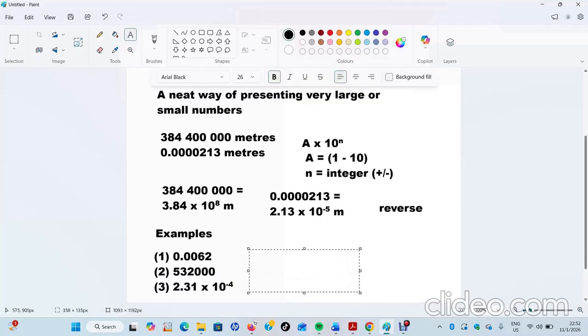We will see these 3 examples that I arranged. So 0.0062, we can see how many zeros in front of the 6? It's 3 of them. So this is going to be 6.2 times 10 to the power minus 3. And then 532,000, we just write 5.32, and then how many digits after 5? It's 1, 2, 3, 4, 5. So 5.32 times 10 to the power 5.